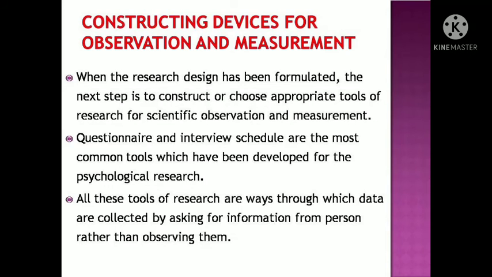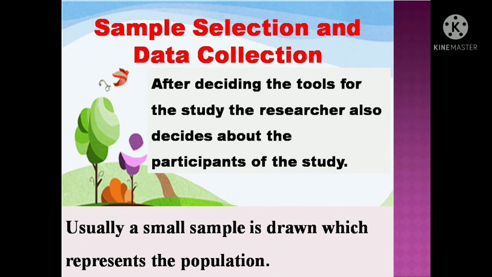Constructing devices for observation and measurement. When the research design has been formulated, the next step is to construct or choose appropriate tools of research for scientific observation and measurement. Questionnaire and interview schedule are the most common tools which have been developed for psychological research. All these tools of research are ways through which data are collected by asking for information from persons rather than observing them.